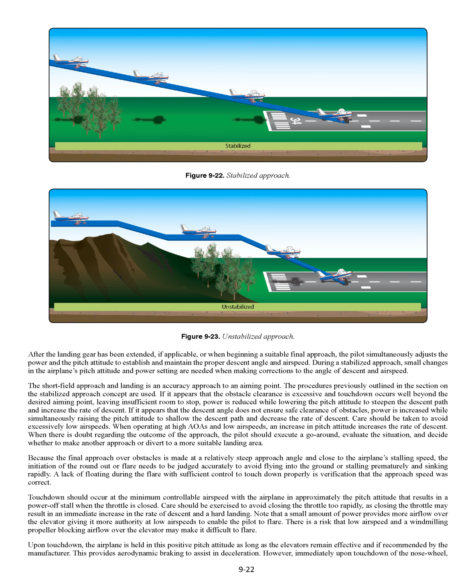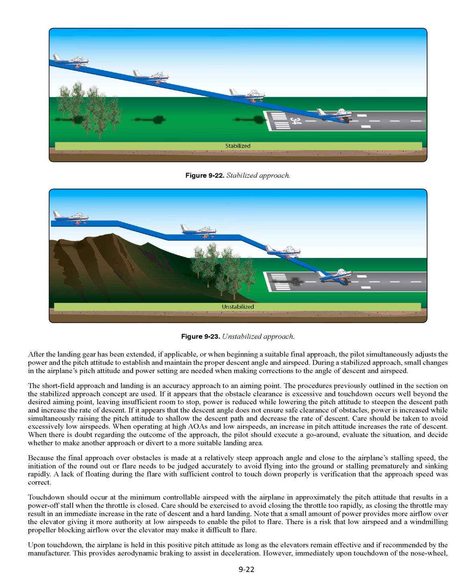Touchdown should occur at the minimum controllable airspeed with the airplane in approximately the pitch attitude that results in a power-off stall when the throttle is closed. Care should be exercised to avoid closing the throttle too rapidly, as closing the throttle may result in an immediate increase in the rate of descent and a hard landing.